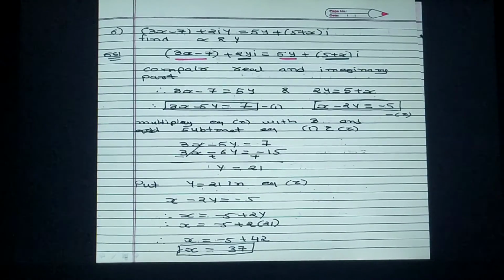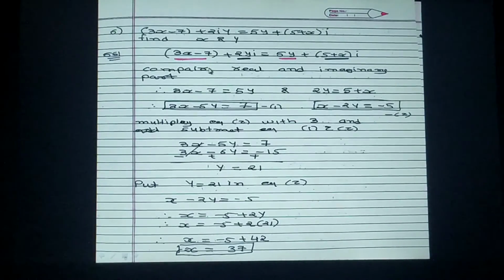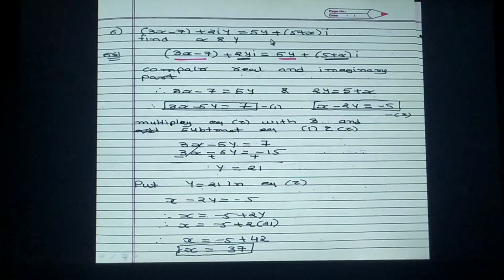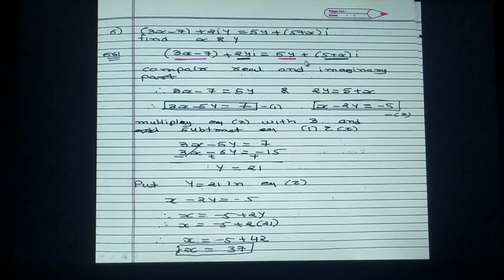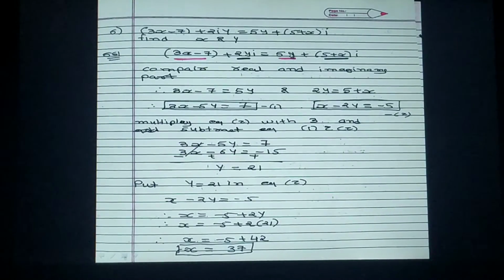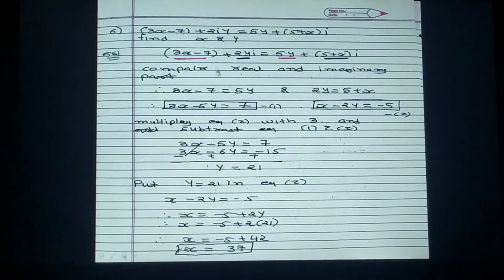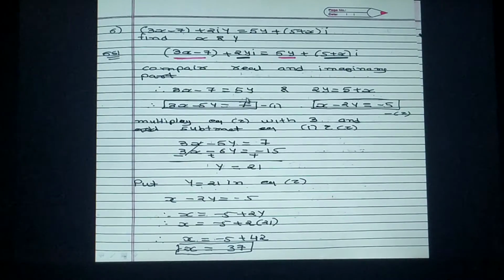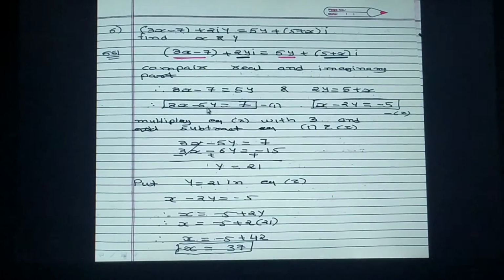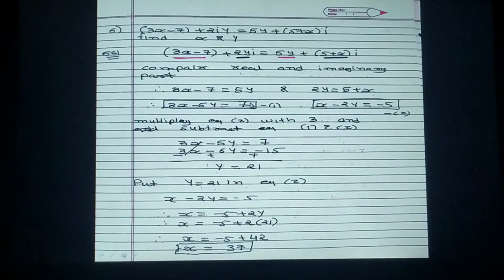3x minus 7 plus 2yi is in the standard form a plus ib. Now on the right hand side, 5y plus 5 plus x into i. So here also we are given the standard form c plus id. Now we can compare real and imaginary parts. Comparing the real parts, we get 3x minus 7 is equal to 5y. So we can write this equation as 3x minus 5y is equal to 7.